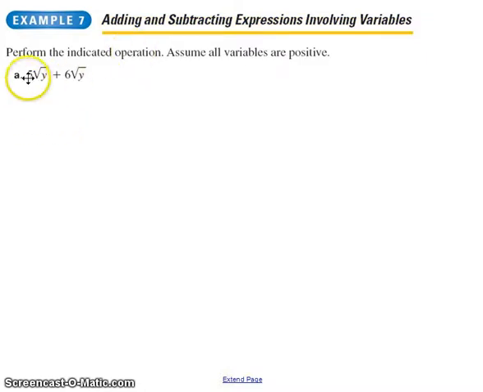In the first case here, I've got the square root of y in both of these terms. On the left half, I've got 5 of them. On the right half, I've got another 6 of them. Put those 5 and 6 together, and I've got 11 of those things called the square root of y.